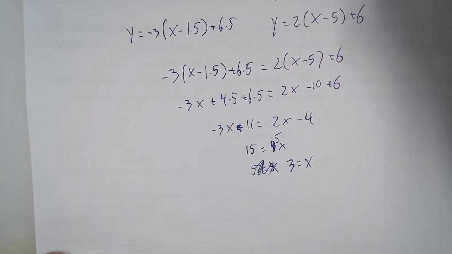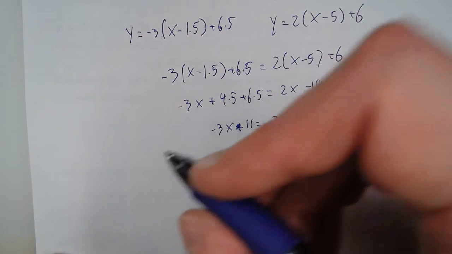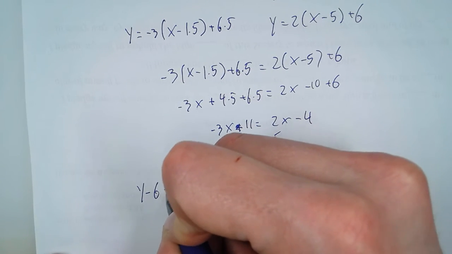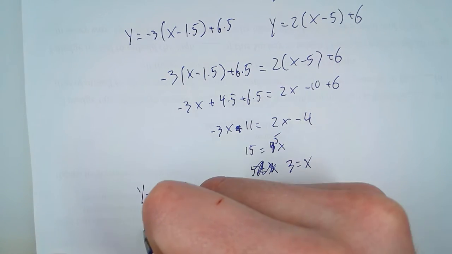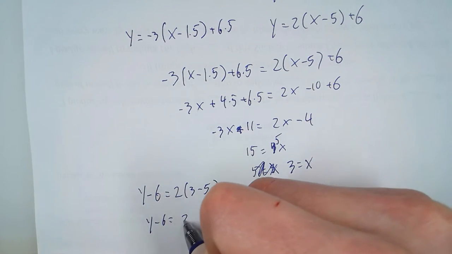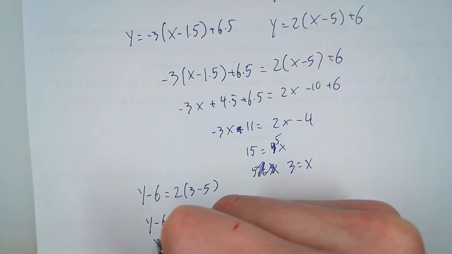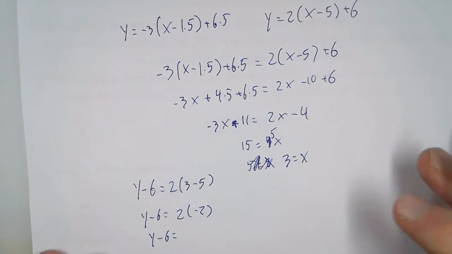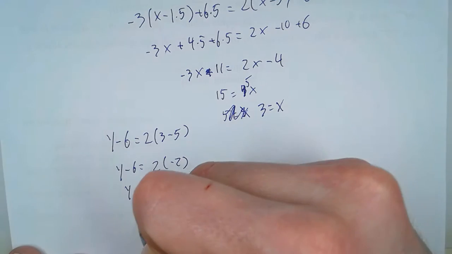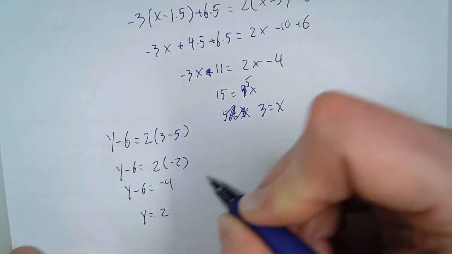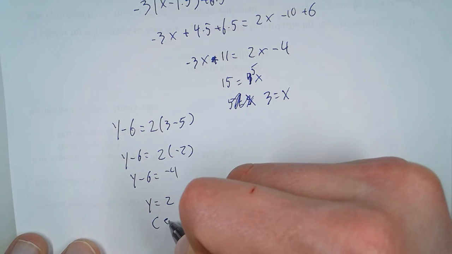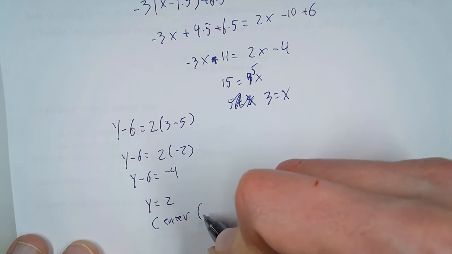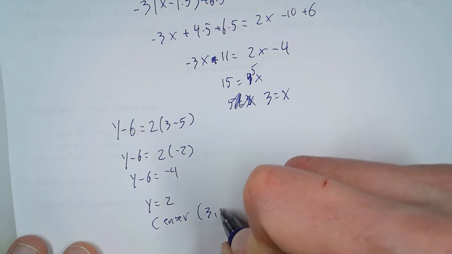Now I can plug that into one of the equations up above. So y minus 6 equals 2 times 3 minus 5. So y minus 6 equals 2 times -2. So y minus 6 equals -4. So y equals 2. So there's our center: x equals 3, y equals 2.